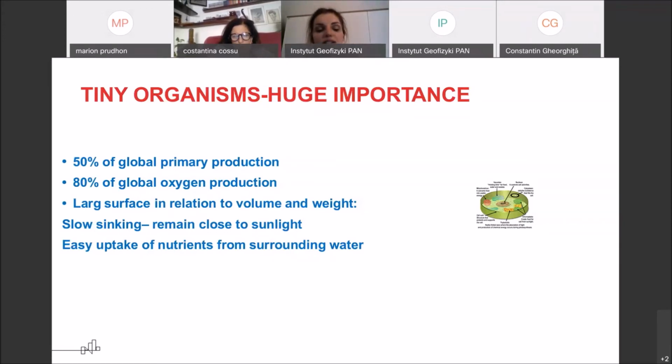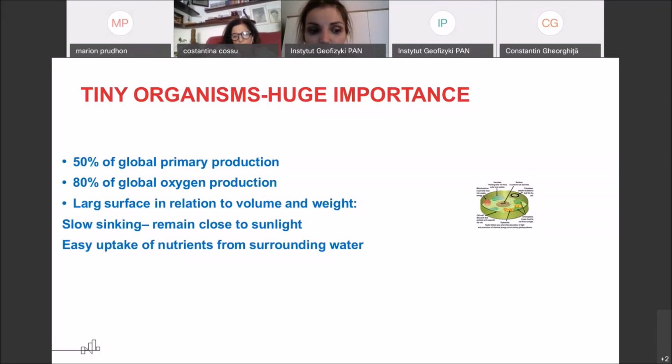Also, this large surface of each and every cell, large in relation to volume and weight, allows them to use nutrients very efficiently. So the uptake of nutrients from the surrounding water is really easy and really efficient, because they have no roots. They cannot take up nutrients from soil or anything like that. They're microscopic, so they take everything from the surrounding environment, which is water.